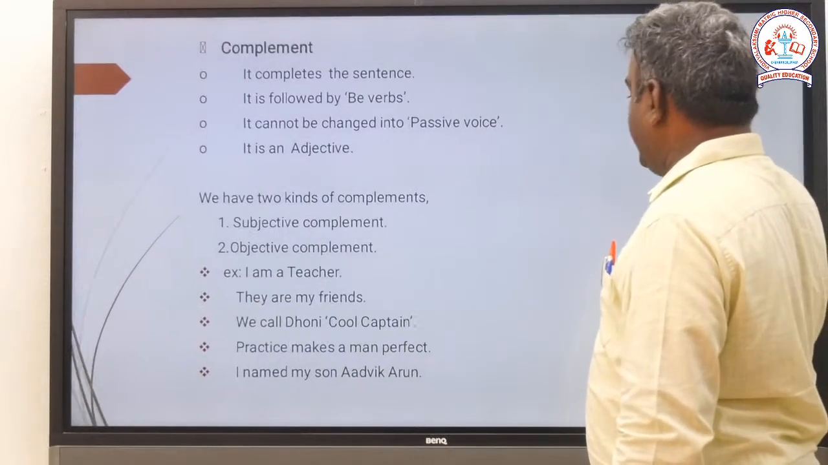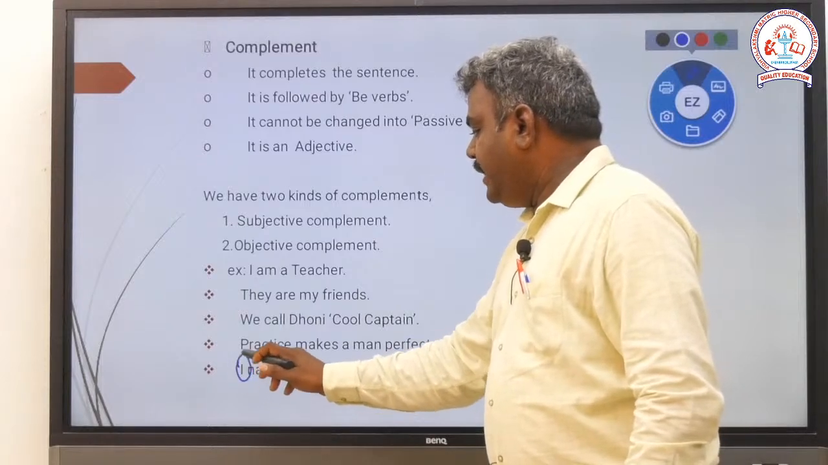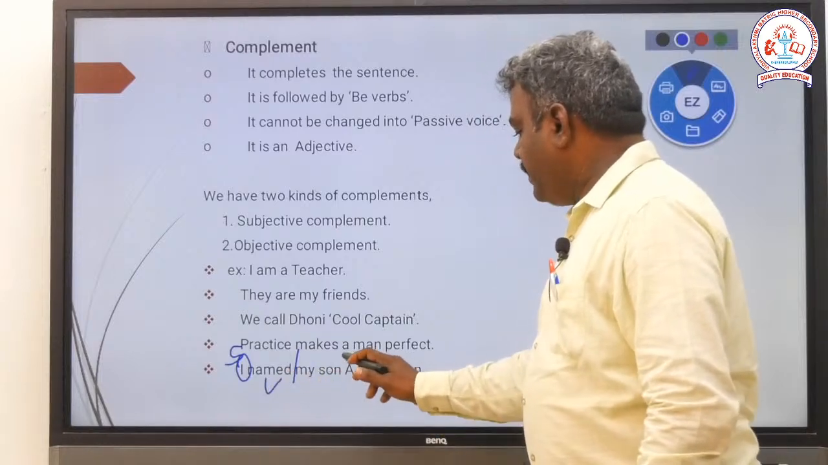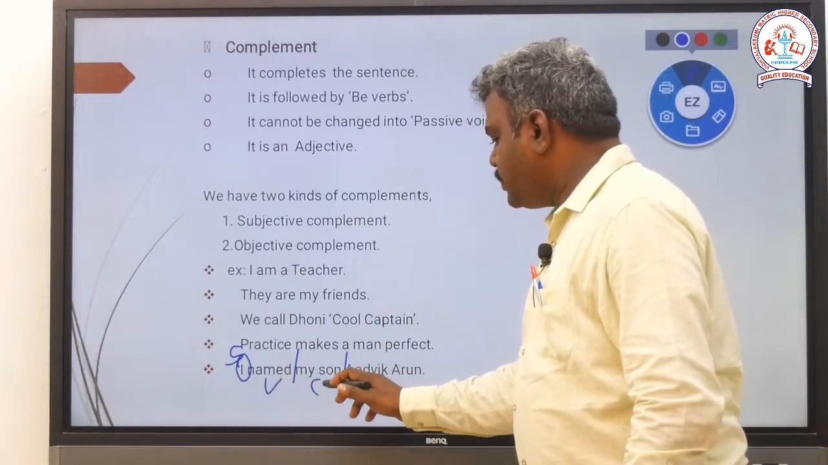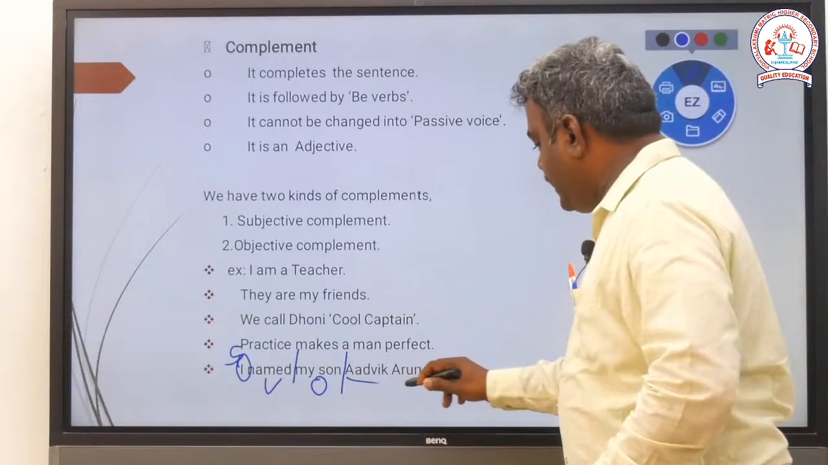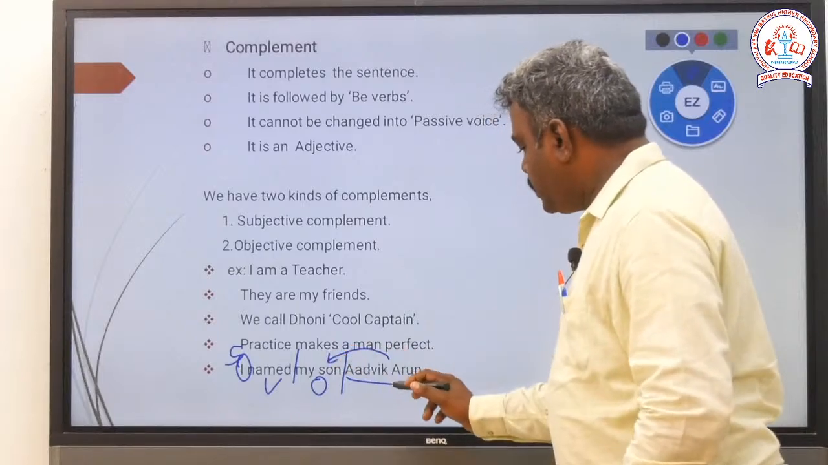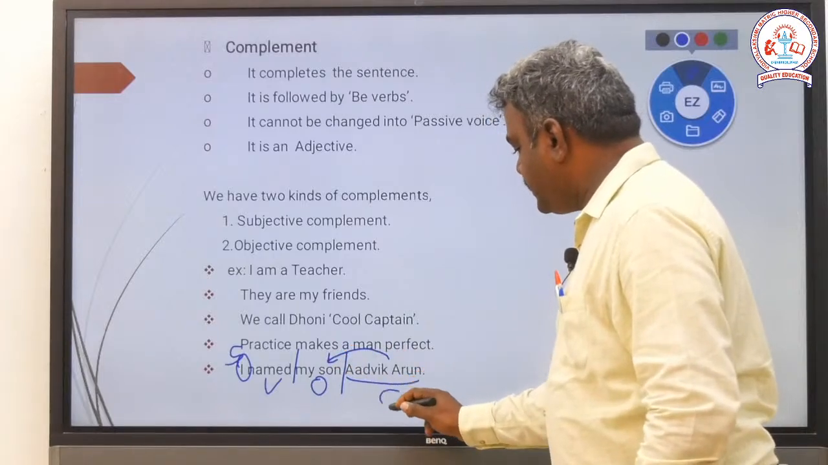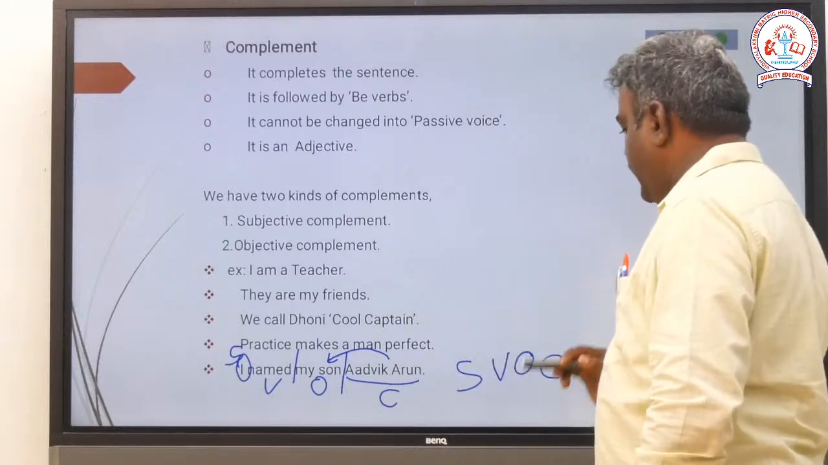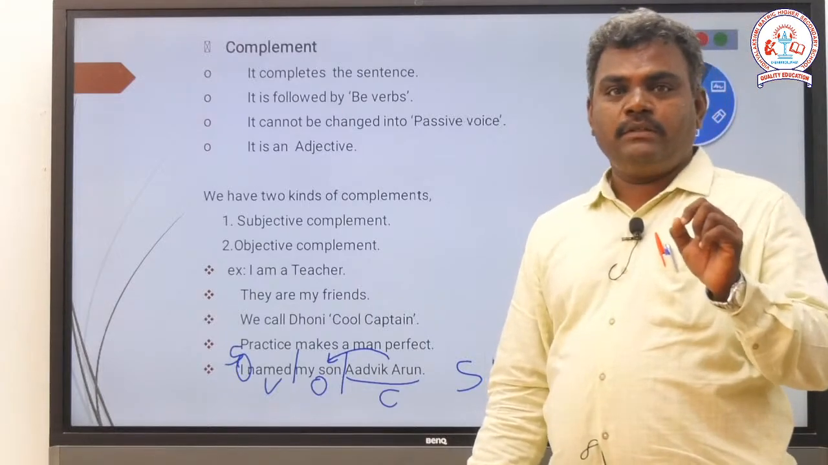I named my son Advik. My second son's name is Advik. So I subject, named verb, my son object, because I answer the question whom. Advik qualifies, it speaks about the object. So this is C. So S, V, O, C. Very simple way we can understand. Okay.